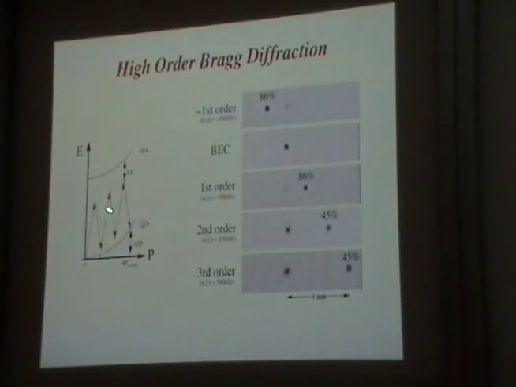You can extend this to higher order processes. Instead of two photons, you can go to four photons, transferring 4ħk of momentum, or six photons, transferring 6ħk of momentum, and so on. And just by flipping the relative frequency between the lasers, you can actually kick the atoms the other way, and so on. So it's a very convenient technique that we've developed for manipulating Bose-Einstein condensates, changing the center of mass momentum of the condensate, in addition to putting the atoms in a superposition of different momentum states.